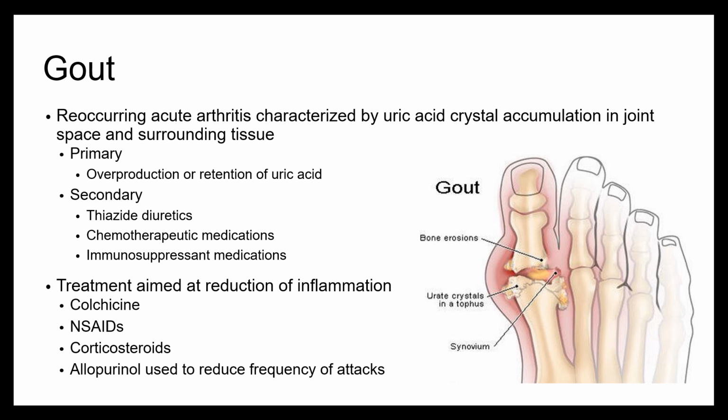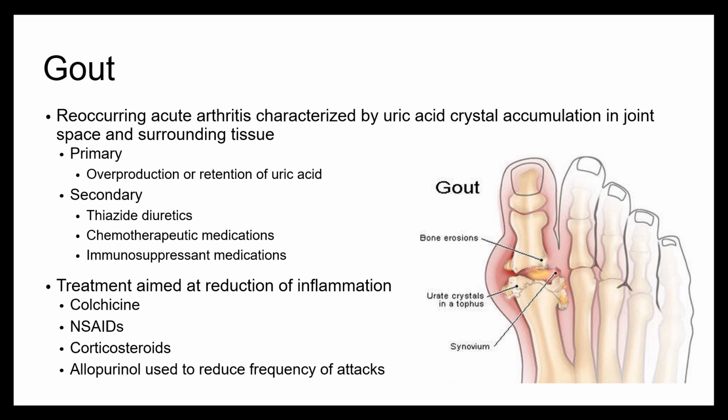Gout is more common in men. It's also more commonly associated in patients who are obese, in patients who have excessive alcohol consumption, patients who utilize diuretics, and patients who have diets high in purine-rich foods, such as shellfish, asparagus, spinach, beef, chicken, and pork.